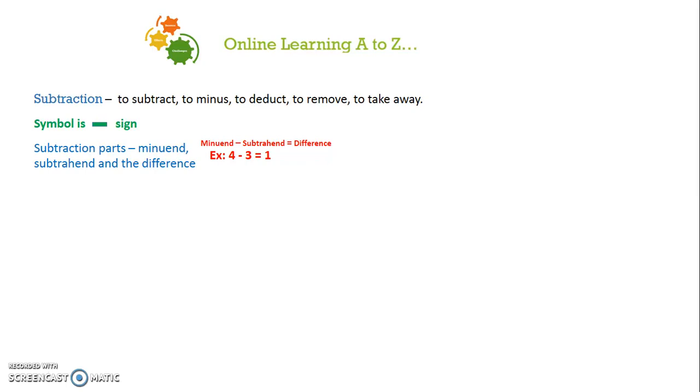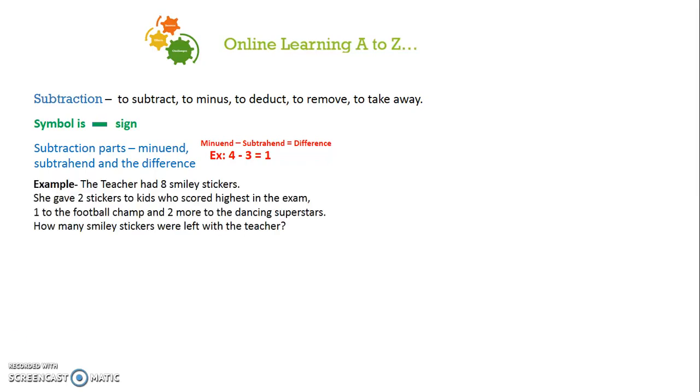Let us now learn how to perform subtraction. Consider this example. The teacher had 8 smiley stickers. She gave 2 stickers to kids who scored highest in the exam. 1 to the football champ and 2 more to the dancing superstars. So how many smiley stickers were left with the teacher? So let us break this question into subparts and work on the first part of this example, which is the teacher had 8 smiley stickers, out of which she gave 2 stickers away. So how many stickers are left with the teacher?